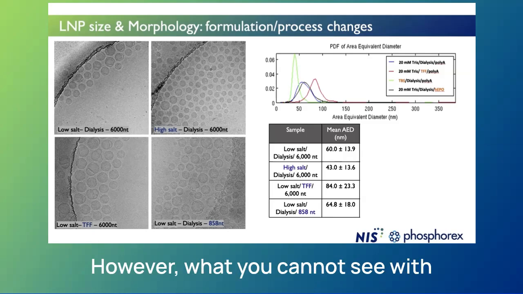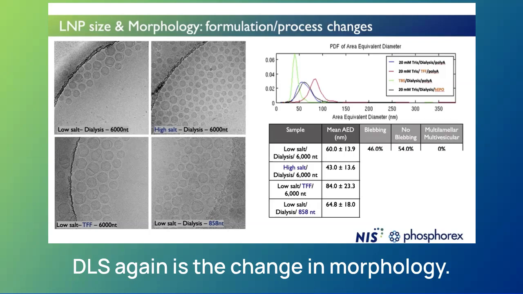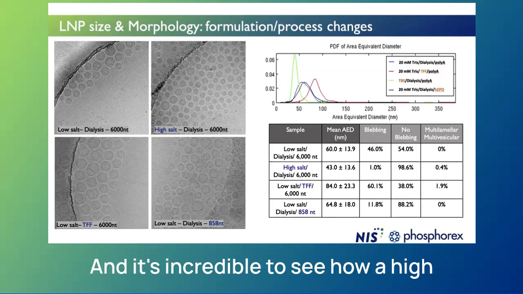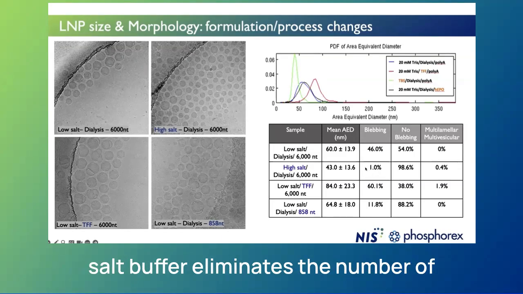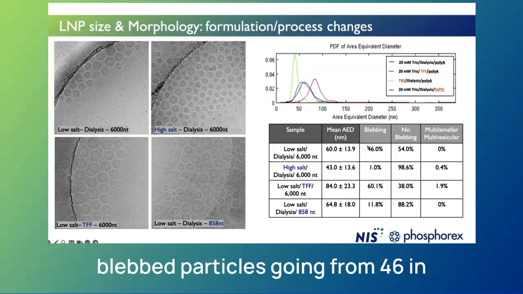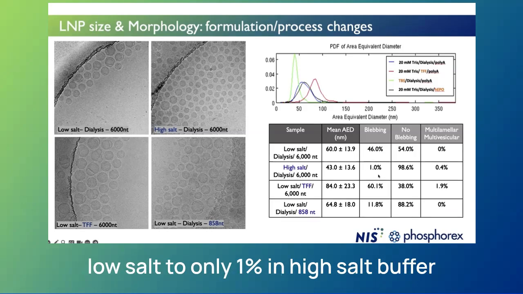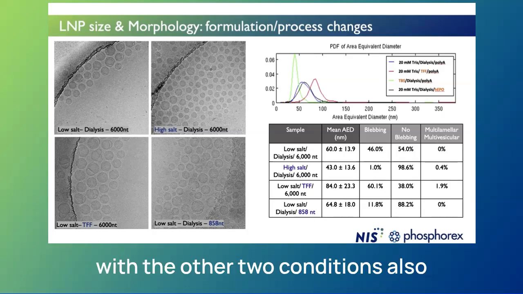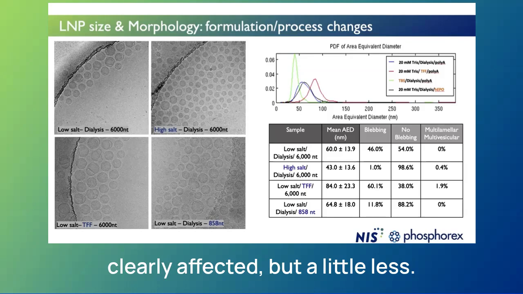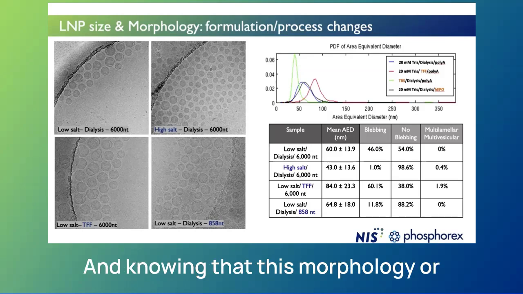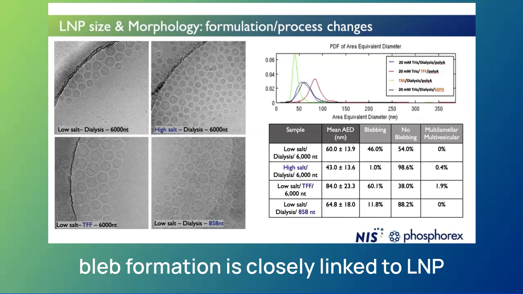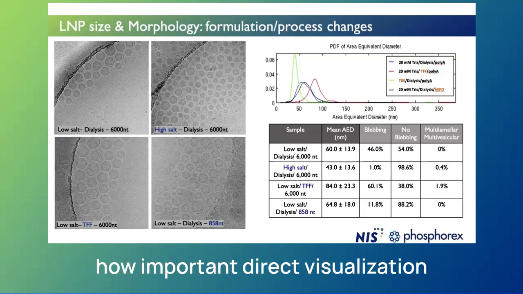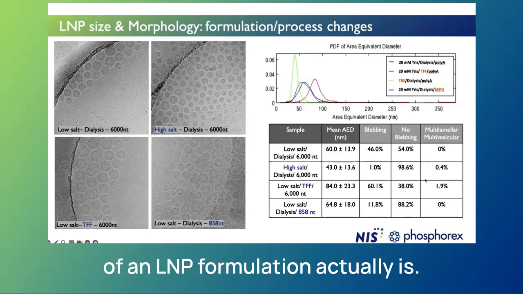However, what you cannot see with DLS, again, is the change in morphology. And it's incredible to see how a high salt buffer eliminates the number of bleb particles, going from 46% in low salt to only 1% in high salt buffer. The other 2 conditions also clearly affected, but a little less. And knowing that this morphology or bleb formation is closely linked to LNP potency, I think it's easy to understand how important direct visualization of an LNP formulation actually is.